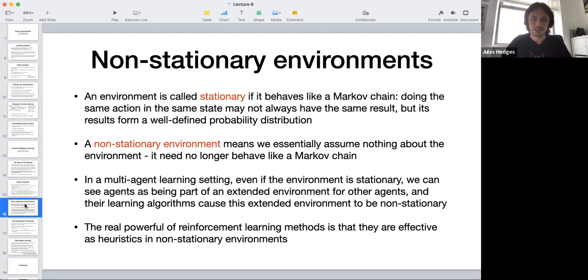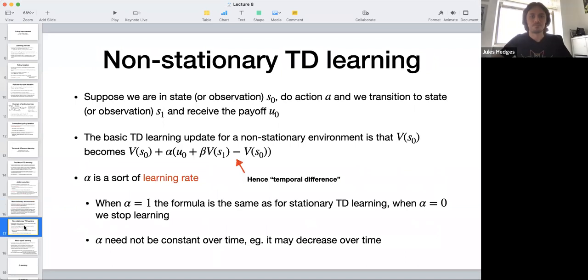So yes, as I said, the real power of reinforcement learning methods is that they're effective heuristically in non-stationary environments. In general, if you assume very little about your environment, you can, theoretically speaking, say very little. So you can't guarantee convergence or anything like this. But heuristically, these methods often do extremely well in practice.